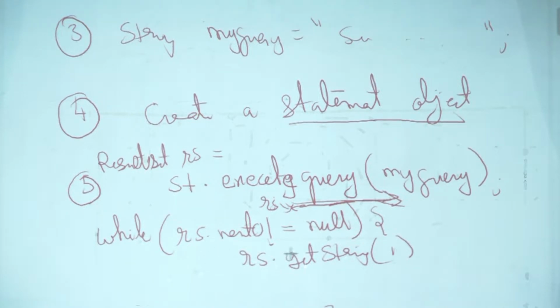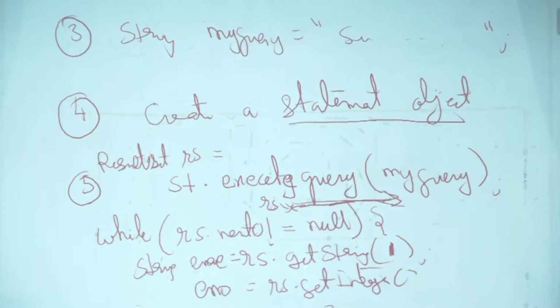And then you can retrieve this data. If you get a string, say first name, string ename, that's the first column. So you will get string ename is equal to rs.getString 1. That is the first column to be returned from the query. Then one more field could be enumber. So if it is enumber, you will say rs.getInteger 2, because it's a number.